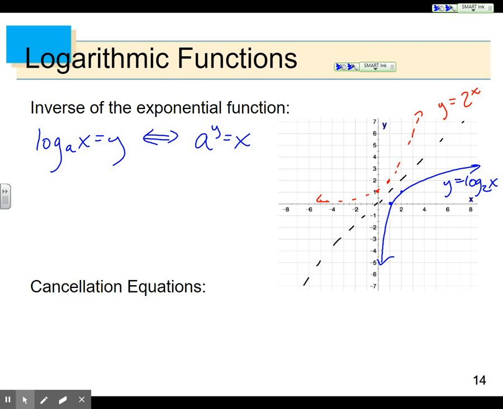There are some cancellation equations. For instance, if I'm taking log base a of a to the x, remember, log base a and then a raised to something are going to undo each other, and it's just going to leave you with x.